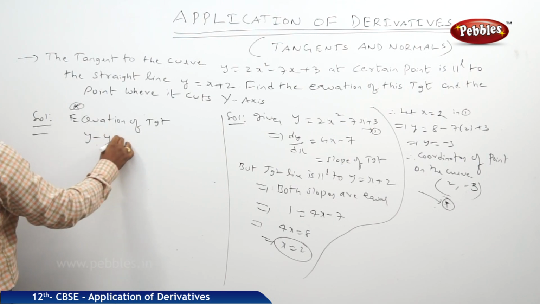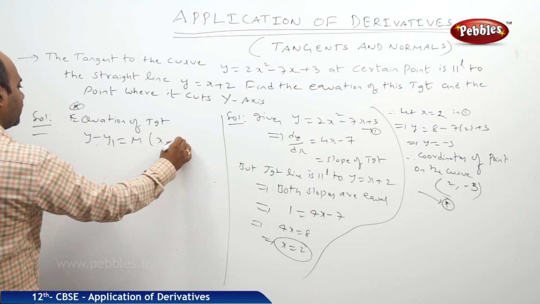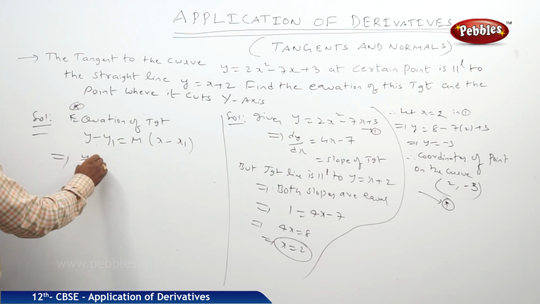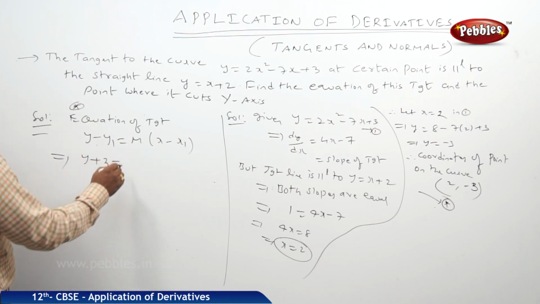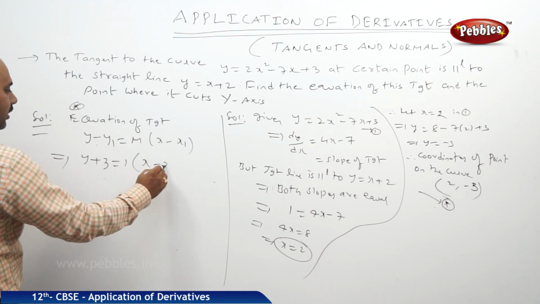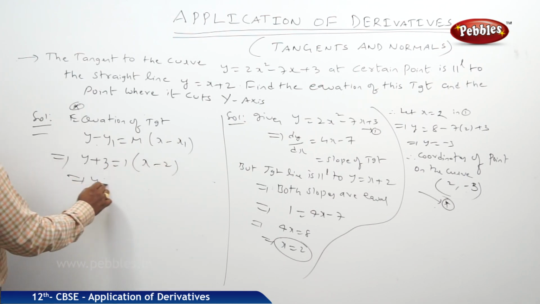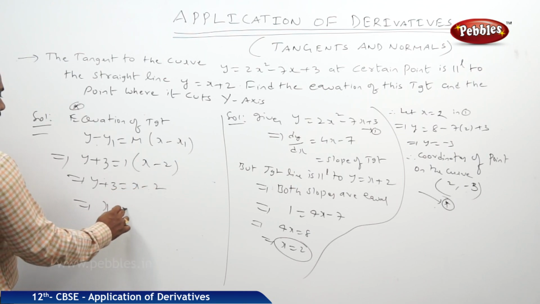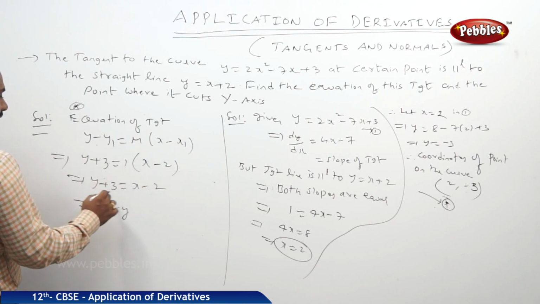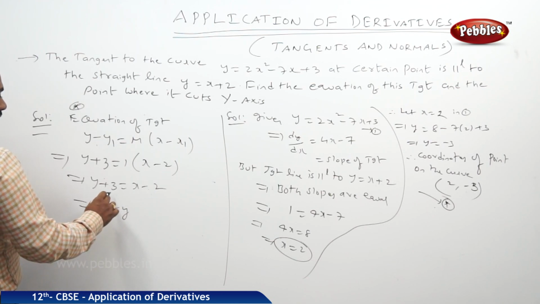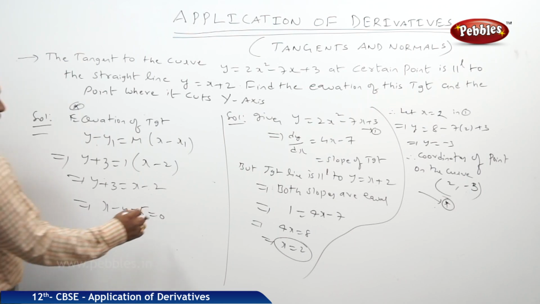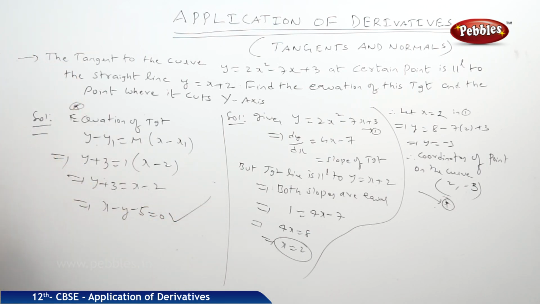y minus y1 is equal to m into x minus x1. The point for us is 2 comma minus 3. That means y plus 3 is equal to slope 1 into x minus 2. So y plus 3 is equal to x minus 2. Sending 3 to that side, it becomes x minus y minus 5 equal to 0. So we obtained the equation of the tangent.